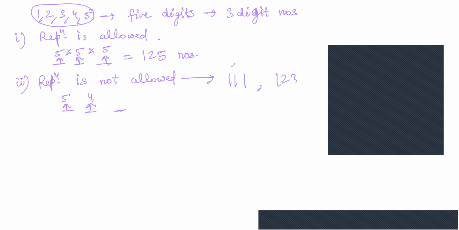123 is a possible number, but 111 is not. So whatever choice out of these 5 digits you have used at first place, you can't use that again. Hence, if we have 5 choices for first place, we have 4 for second, and we have 3 choices for the third place. The total choices will be 60. So there are total 60 numbers in which the digits won't get repeated, and they are made using these 5 digits.